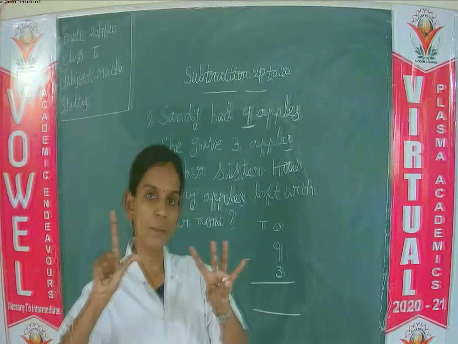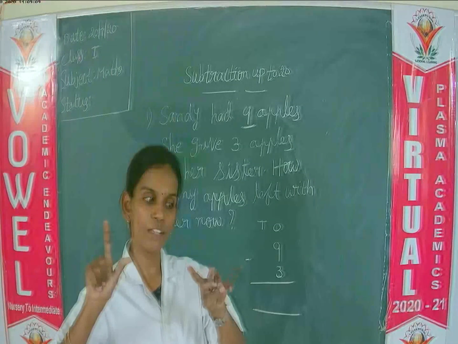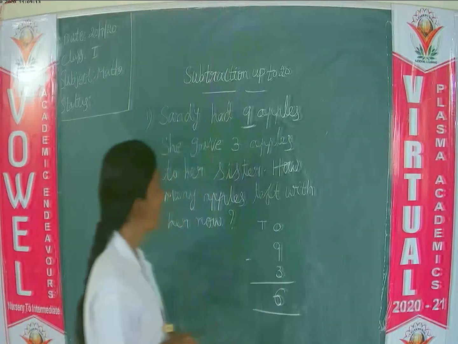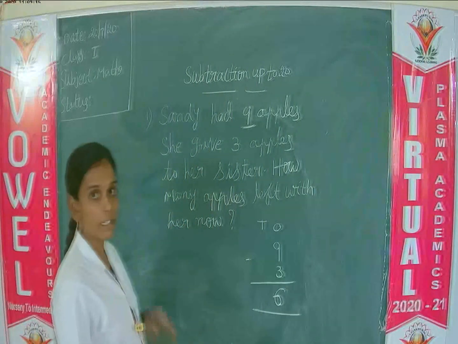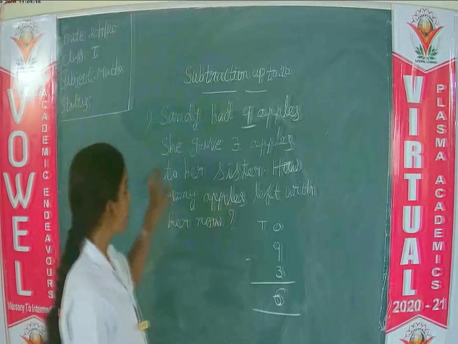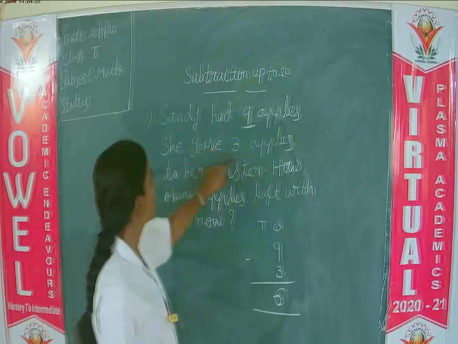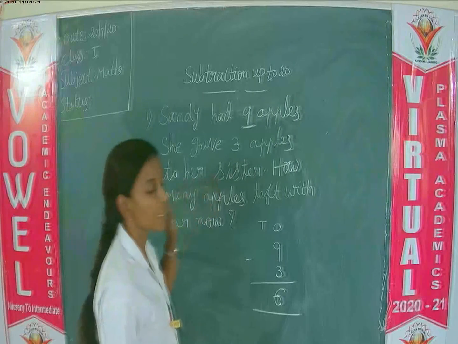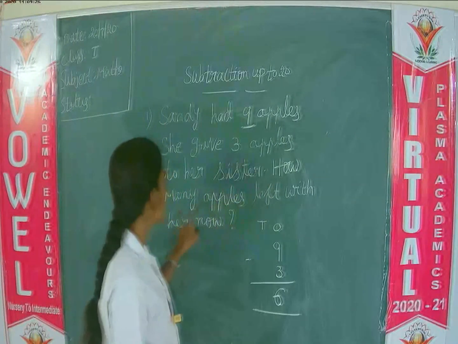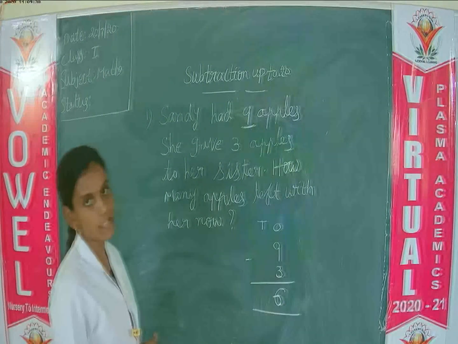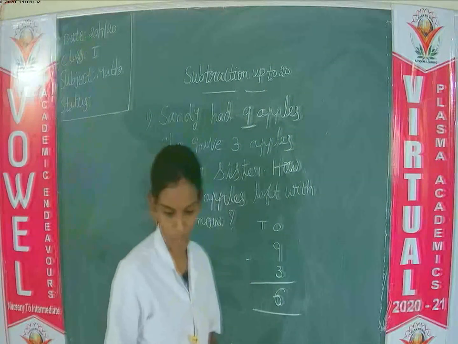What is the leftover number? 1, 2, 3, 4, 5, 6. So the answer is 6. Did you understand the word problem, children? Number stories also we can say. Sandy had 9 apples. She gave 3 apples to her sister. Now, how many apples are left with her now? 9 minus 3, 6. Okay, children. So next problem.